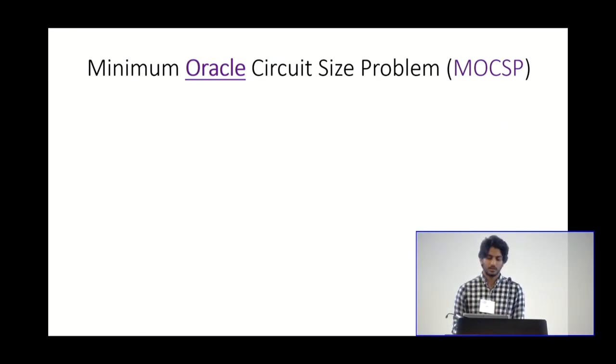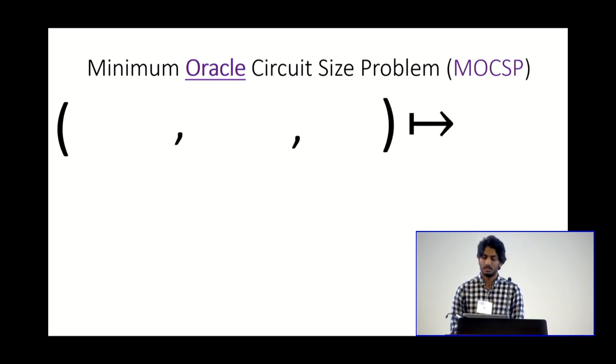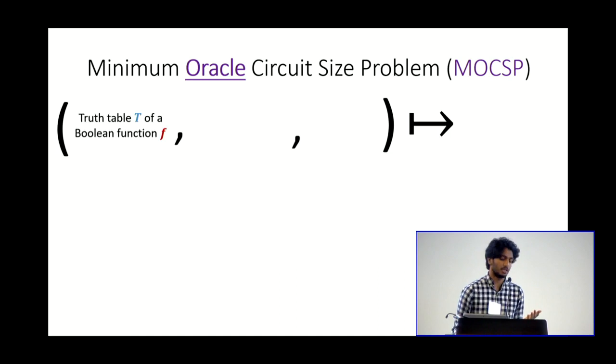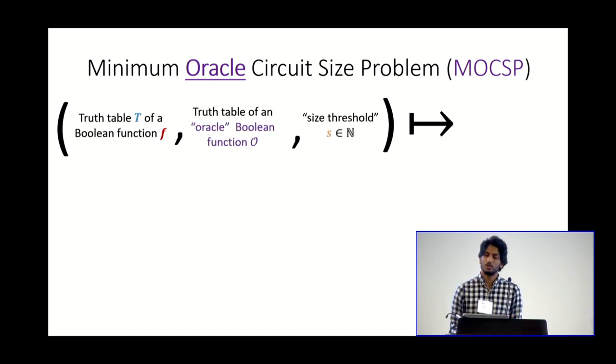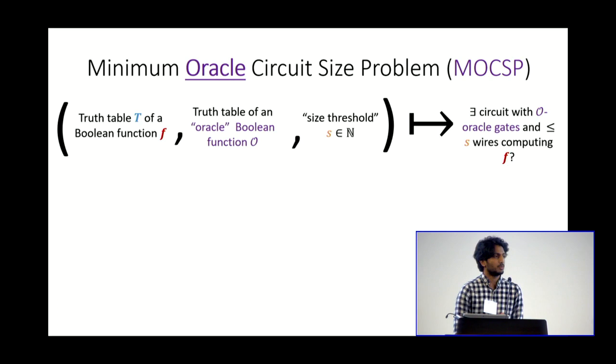I'm going to define a new problem that I call the minimum oracle circuit size problem, or MOCSP. And this problem is going to be very similar to MCSP. It's going to take three inputs. First is still a truth table of a Boolean function, and also a size threshold, but it's also going to take the truth table of an oracle Boolean function O. And the output of the function is, does there exist a circuit with at most S wires computing F, where that circuit is also allowed to have gates computing the oracle function O?